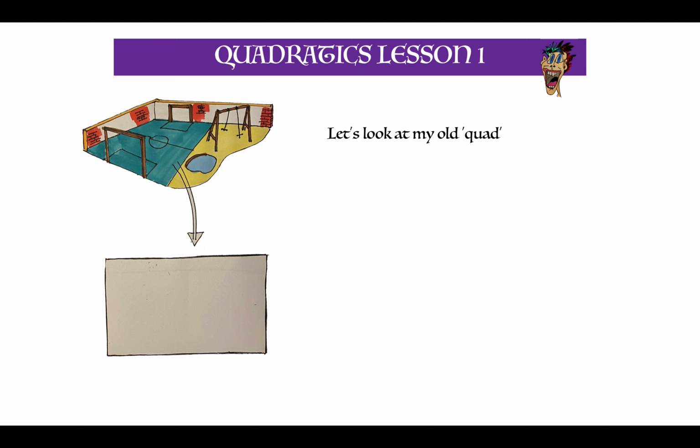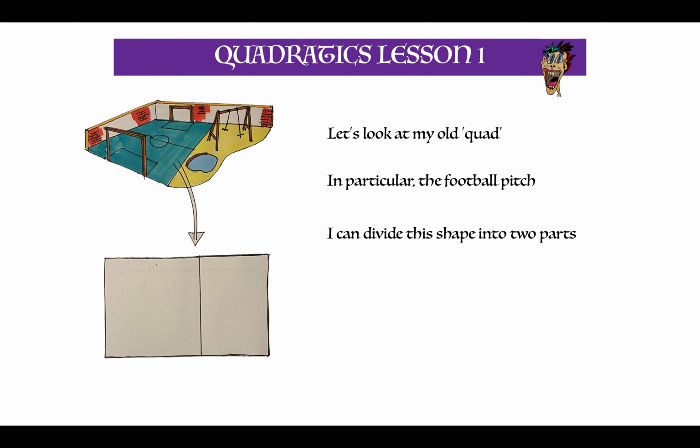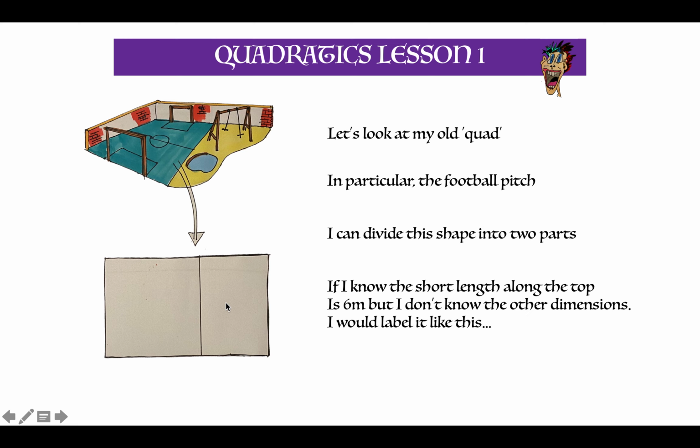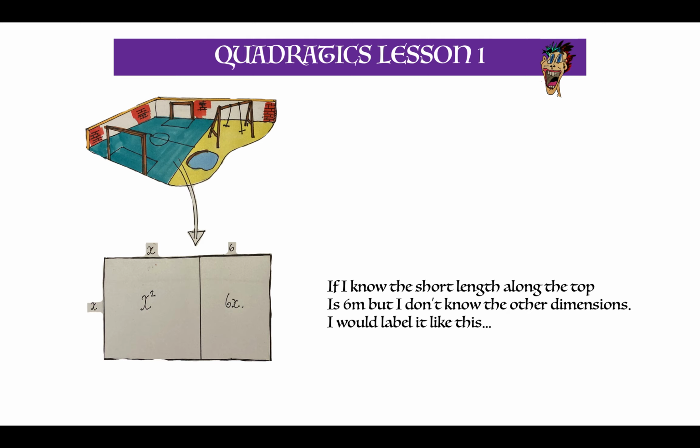You can see it's a rectangle, and what we're going to do is look at this particular one, the football pitch, and divide it into two parts. On the left here you can see I have a square, and on the right another rectangle that isn't a square, and I'm going to label these as well. I know this side is 6 meters, but I don't know what this dimension is, so I'm going to give it a value that says I don't know what it is, also known as a variable. So I've labelled it as x, the unknown, and 6.